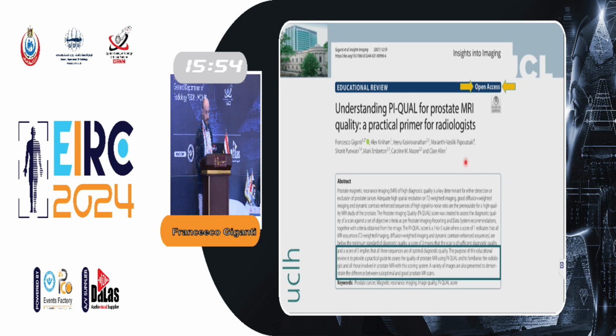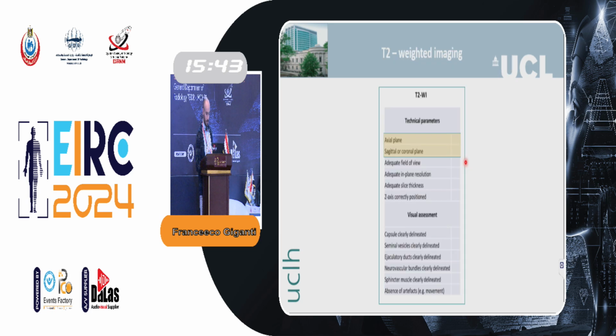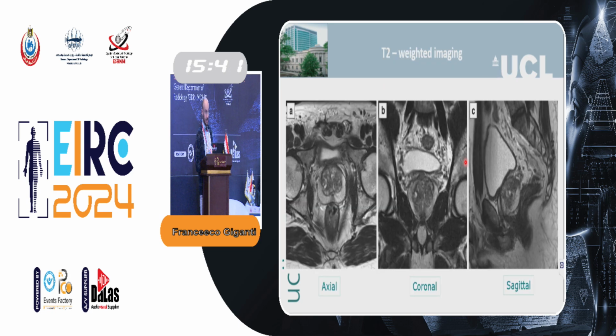We created an educational review that is open access, so if you are interested in the topic, please download it, where we explain step by step how to get good images. For example, here you can see three acquisitions, axial, coronal, and sagittal, on T2 weighted imaging of good quality, where you can clearly see the transitional zone and the peripheral zone.